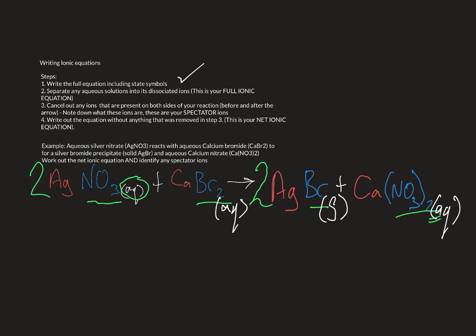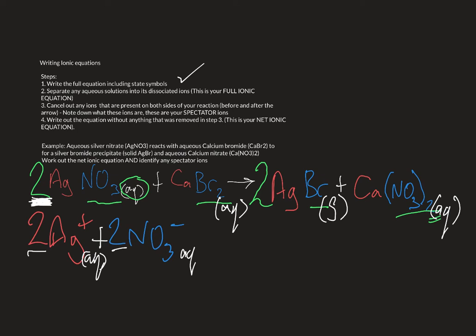So when I write this out, I'm just going to do this reasonably quickly. I'm going to have 2 lots of Ag+, and I'm going to have 2 lots of NO3-. So that 2 at the beginning, that 2 multiplier for that compound, is for both the ions. I've got 2 lots of AgNO3, so 2 lots of Ag and 2 lots of NO3. Both of these again are going to be aqueous, so I'm going to keep those there.